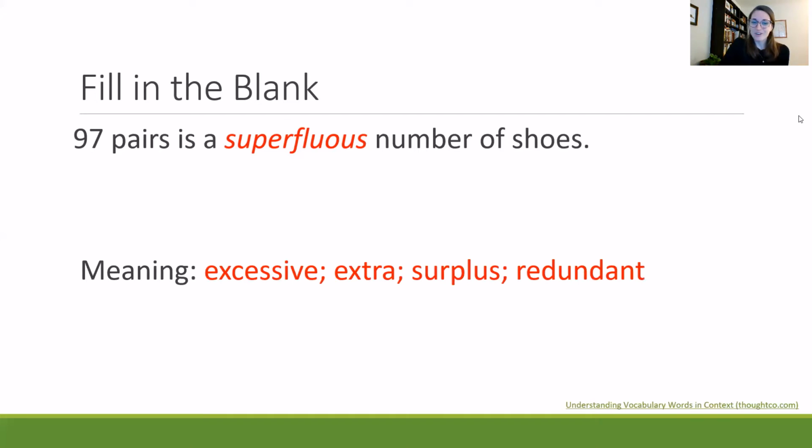So when I look at the definition, yes, I'm on the right track, right? Excessive, extra, surplus, or redundant. But just by looking at some clues around that and thinking of other words that would make sense there, I was able to come up with some possible synonyms that help me to better understand the sentence.